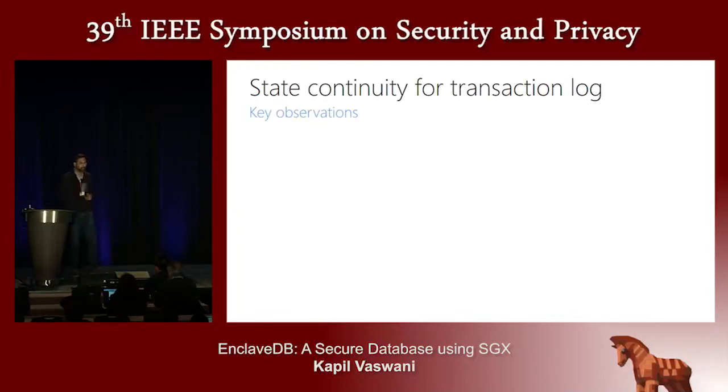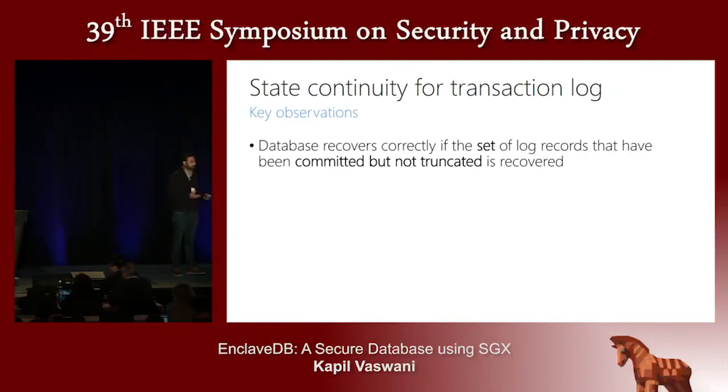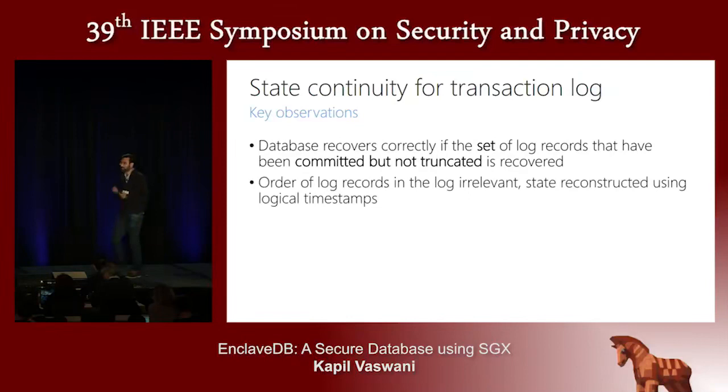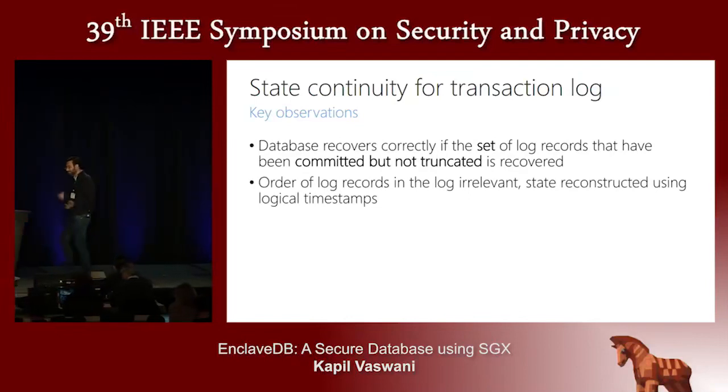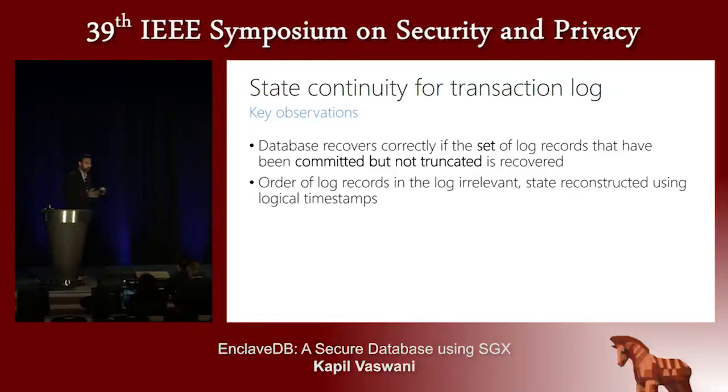And this relies on some key observations that hold in the context of a database, specifically an in-memory engine. In a database like ours, it turns out to be enough for the database to recover with the set of log records that have committed but have not previously been truncated from the log. More specifically, the order of the log records in the log doesn't really matter. We don't have to ensure that when we read the log, we recover the log records in exactly the same order, because the order is based on a logical timestamp that the database engine has assigned and embedded in the log record.